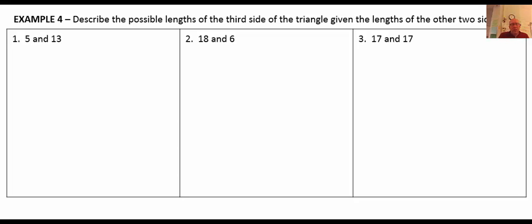This is lesson 6.5, example 4. The directions here say to describe the possible lengths of the third side of the triangle given the lengths of the other two sides. Our final answer here is going to be a range of values because we don't know if we are finding the middle side, the longest side, or the shortest side.